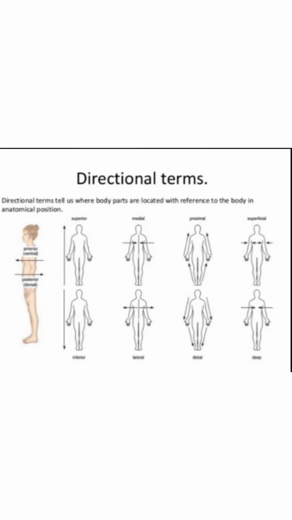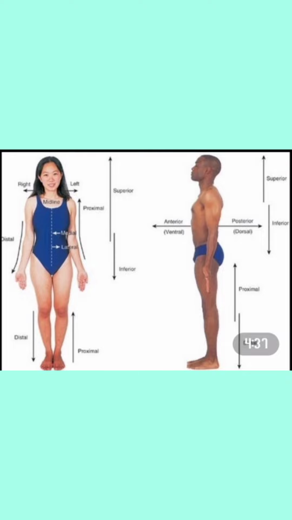So here you can see the examples of the direction terms: superior, inferior, medial, lateral, distal, proximal. Here is another picture in which you can clearly see right, left, medial, lateral, distal, proximal. So anterior or ventral, dorsal or posterior. So this is it.